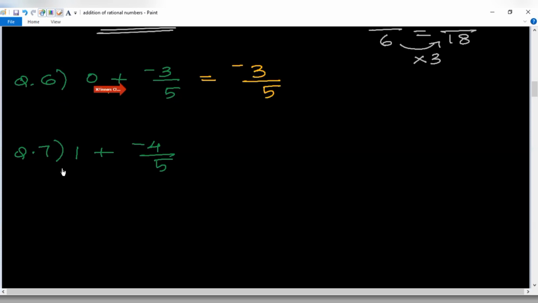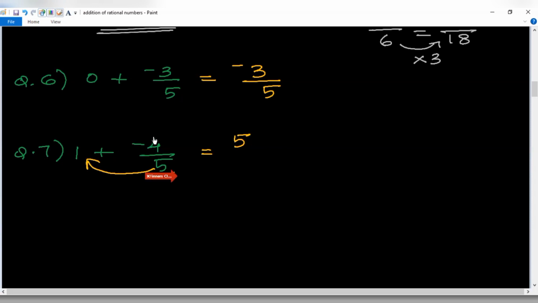Next we have 1 plus negative 4 by 5. See here, 1 is a whole number, right? It doesn't have any denominator part here. But here we have a fraction. So it is difficult, no? Adding a whole number with a fraction. So what we have to do is cross multiply. That is, we have to multiply this 1 by the denominator part over here. 1 into 5, that is 5. So 1 into 5 plus negative 4.